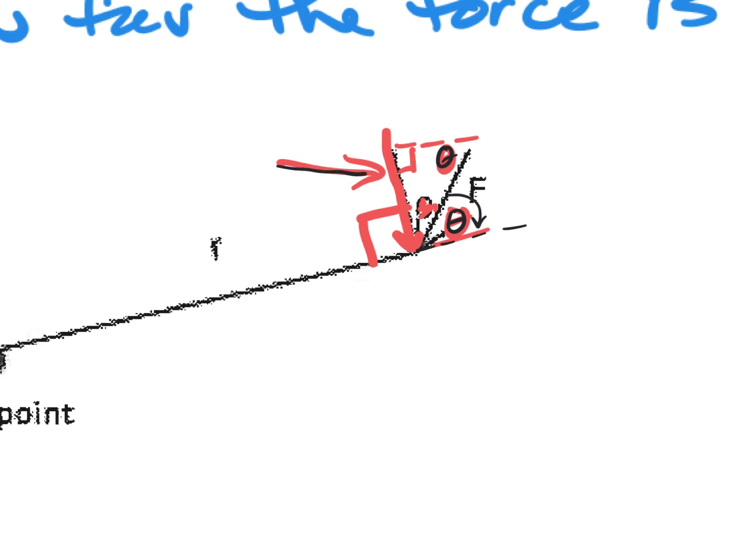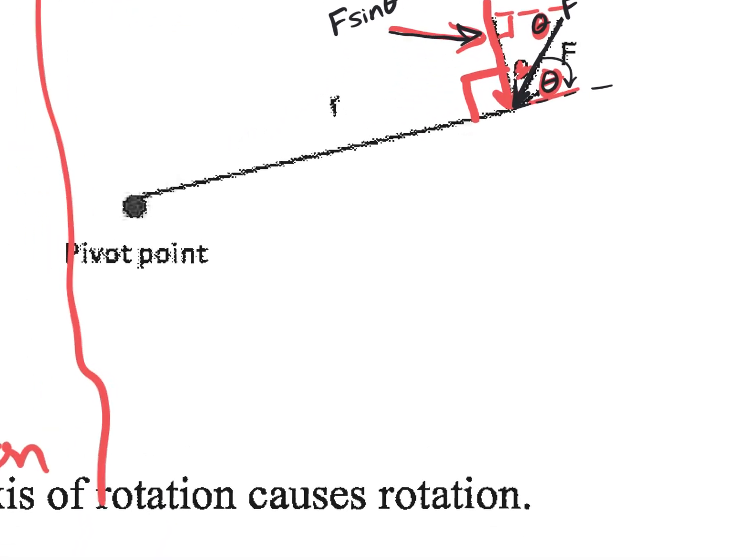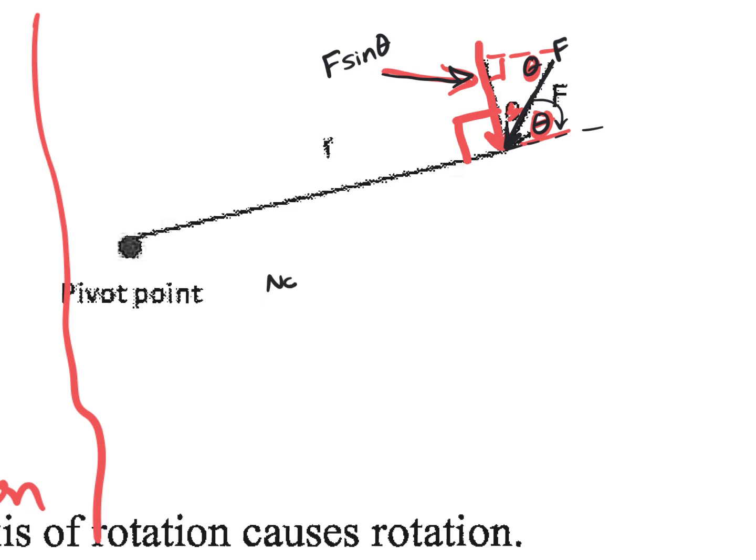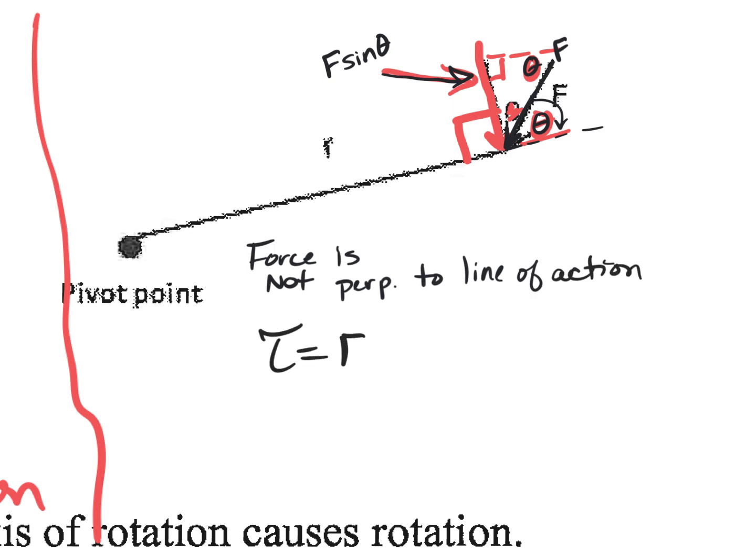So this guy right here is going to be the force times the sine of the angle it's applied at, isn't it? Isn't that opposite? F is the hypotenuse. So this guy right here is F. Okay? So F sine theta. So now, if it's not perpendicular to the line of action, then we have the torque is equal to FR sine theta.